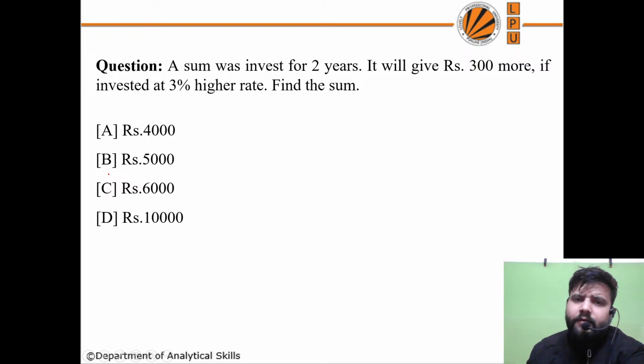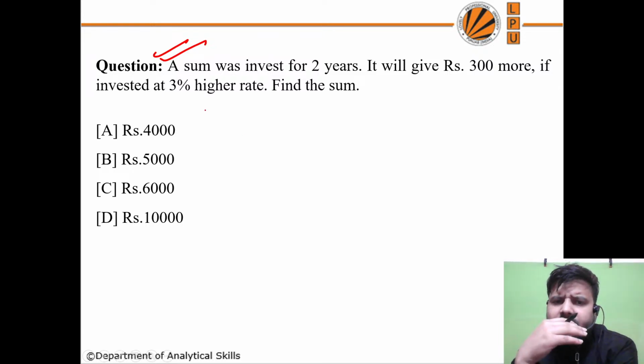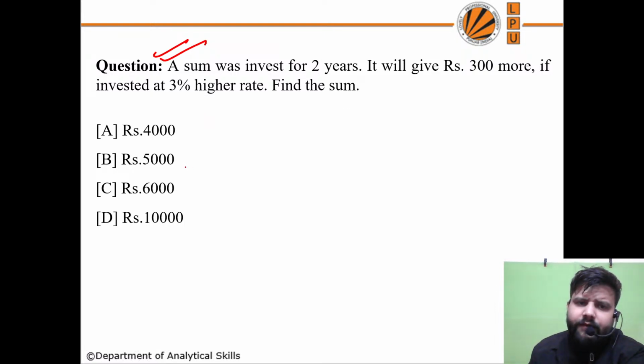You can do it without the formula also, just using percentage only. See here. In simple interest, everything is flat. It means if you are getting 3% extra, and that is for 2 years, how much extra are you getting actually? 3% in 2 years, 3%, 3%. In total you are getting 6% overall.